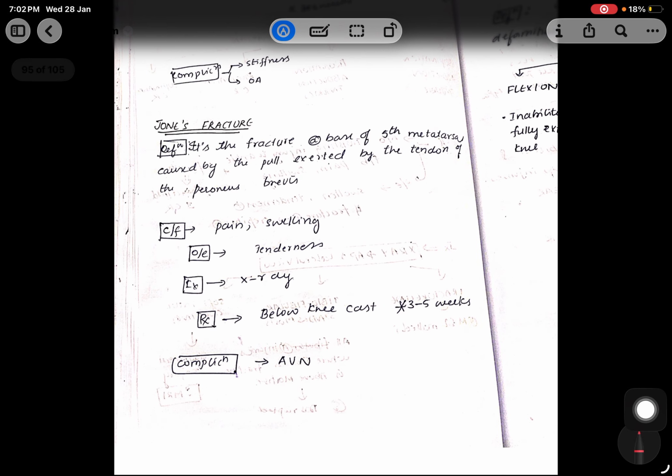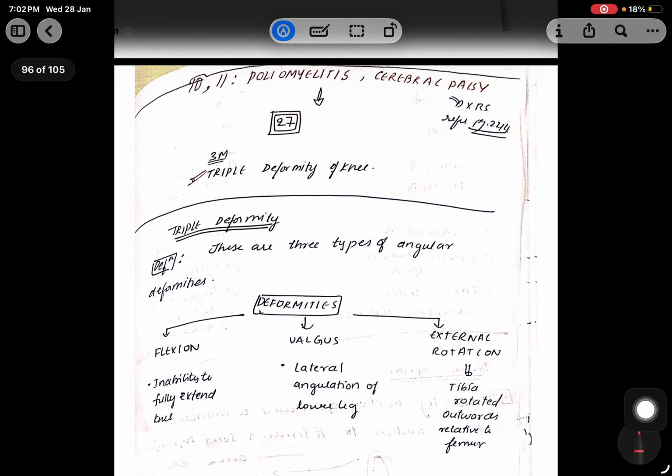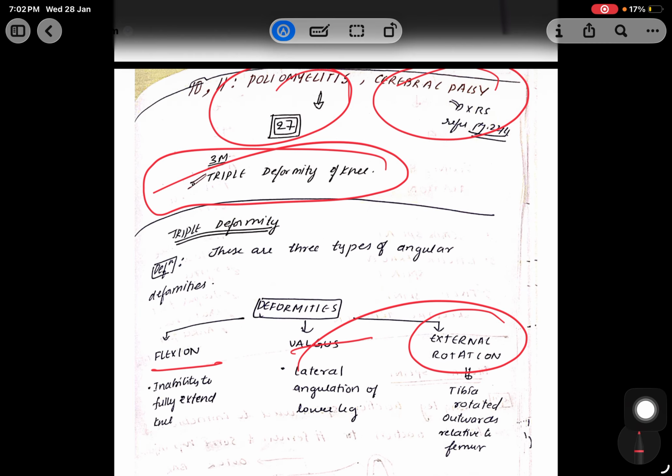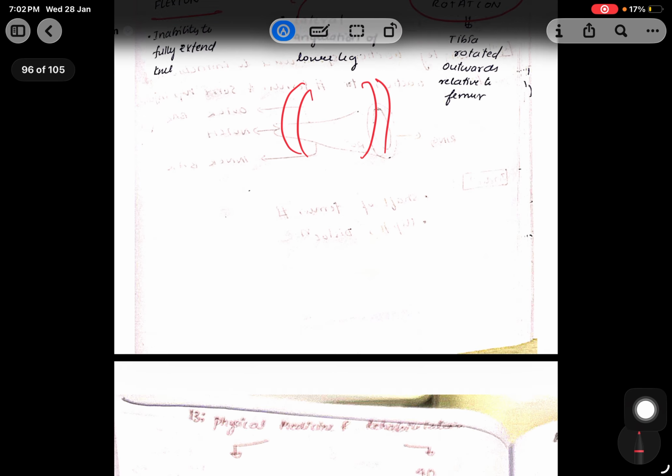Jones fracture, again, it's a base of the fifth metatarsal. That's one important thing. Then though these are asked, one question which they have asked is triple deformity of knee. So make sure you know that part. That is flexion, valgus, and external rotation. Where is flexion happening? That means you don't have the ability to fully extend your knee. Then there is lateral angulation of the leg. Okay. Then external rotation, that is the tibia is rotated outwards relative to the femur. Okay. So just know that.